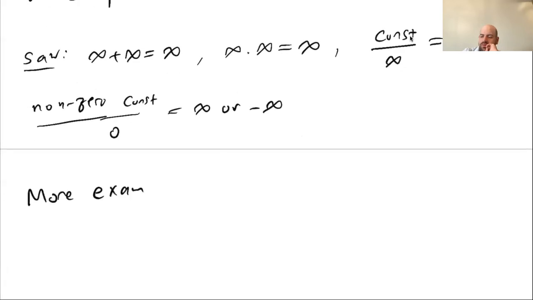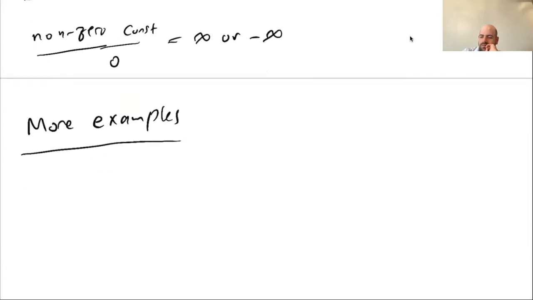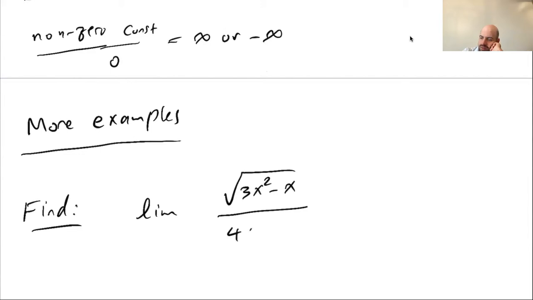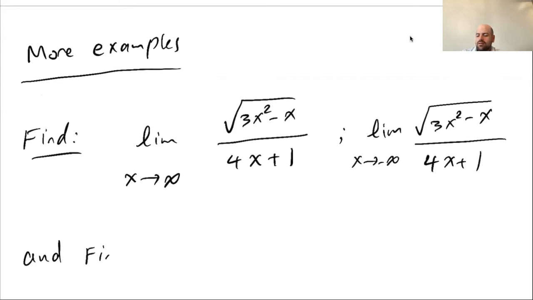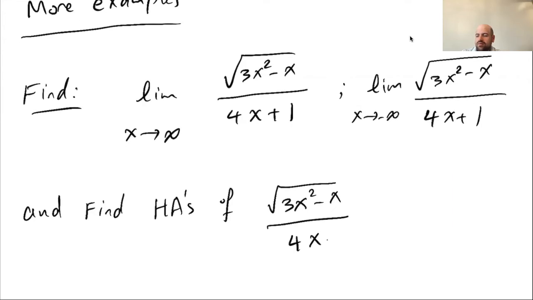So let's look at some more examples. Find limit square root of 3x squared minus x over 4x plus 1 as x goes to infinity, and limit root, again, 3x squared minus x divided by 4x plus 1 as x goes to minus infinity, and find the horizontal asymptotes of square root of 3x squared minus x over 4x plus 1.